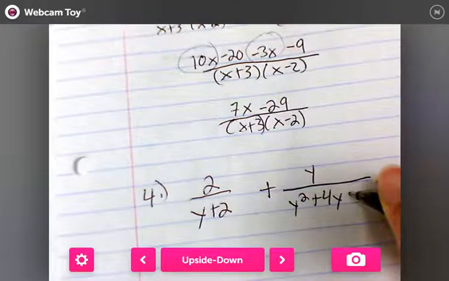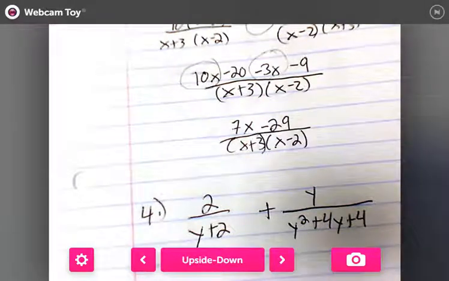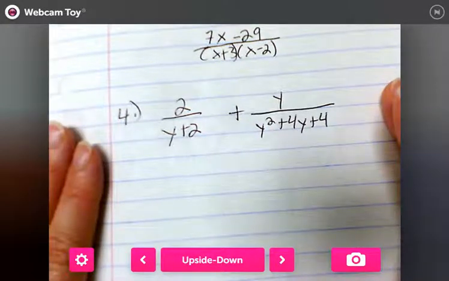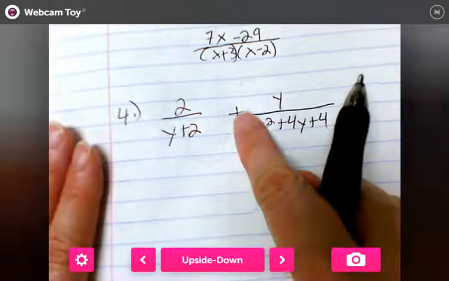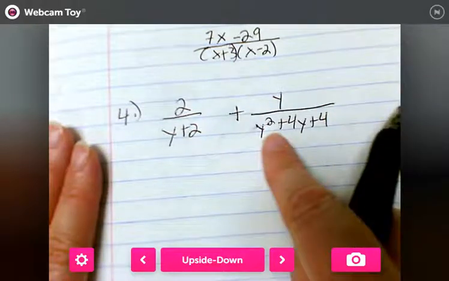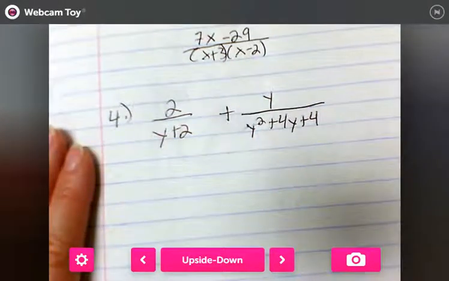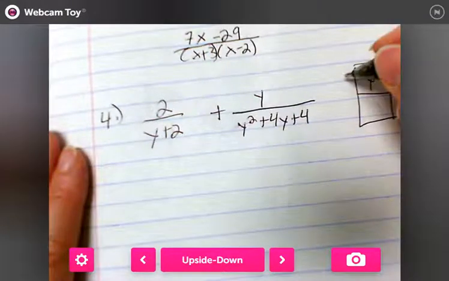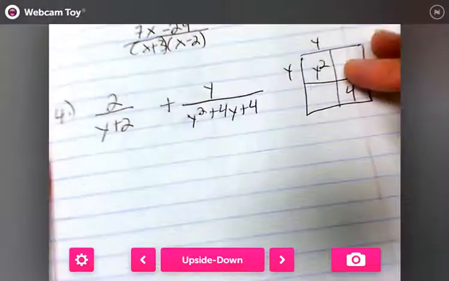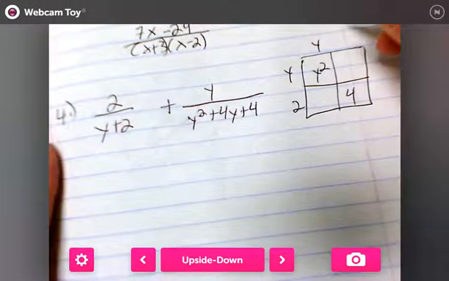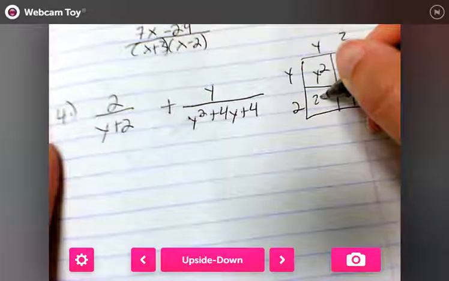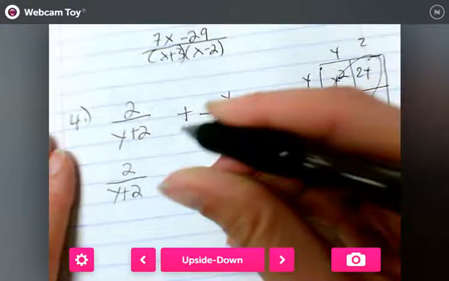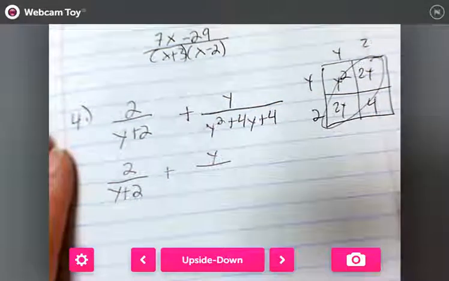Oh, so what you gotta do is off rip. The first thing we're going to do is factor. So we've got y squared and we've got 4. So we got y and y. What two things multiply to give us 4? 2 and 2. Okay. 2 and 2, 2y plus 2y is 4y, right? Yes, sir. Okay. So we get 2 over y plus 2 plus y over y plus 2 plus y plus 2.